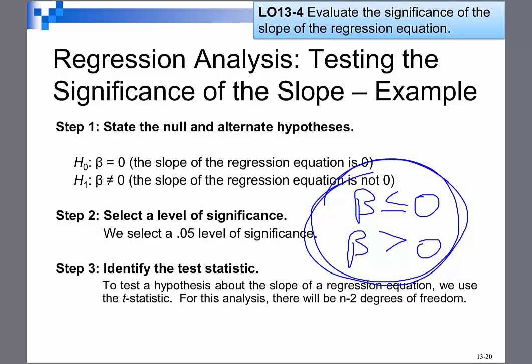So step 2, select the level of significance, our alpha, 0.05. Step 3, test a hypothesis about the slope of a regression equation using the t-stat. So again, we're coming back to the t-stat. Thus far, we've dealt with z's, t's, and f's, and we're back to the t's. It's because of the type of question that we're dealing with. For this analysis, there will be n-2 degrees of freedom, which we had earlier in this chapter.